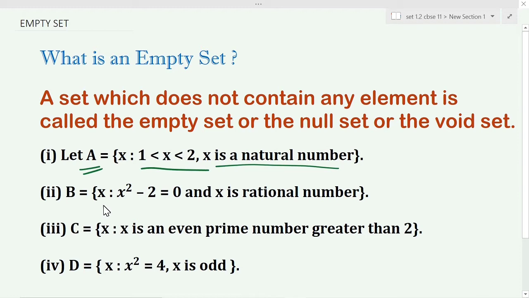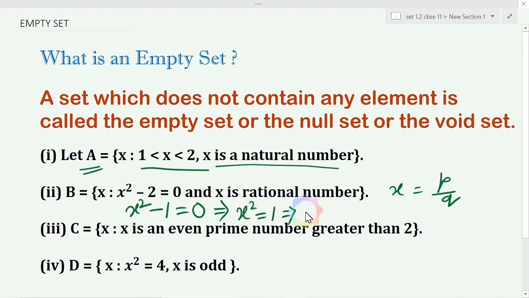Also for B, let us consider a set B whose element is x, where x square minus 2 equals 0. This is the condition, and there is another condition that x is a rational number, that is, x is of the form p by q.